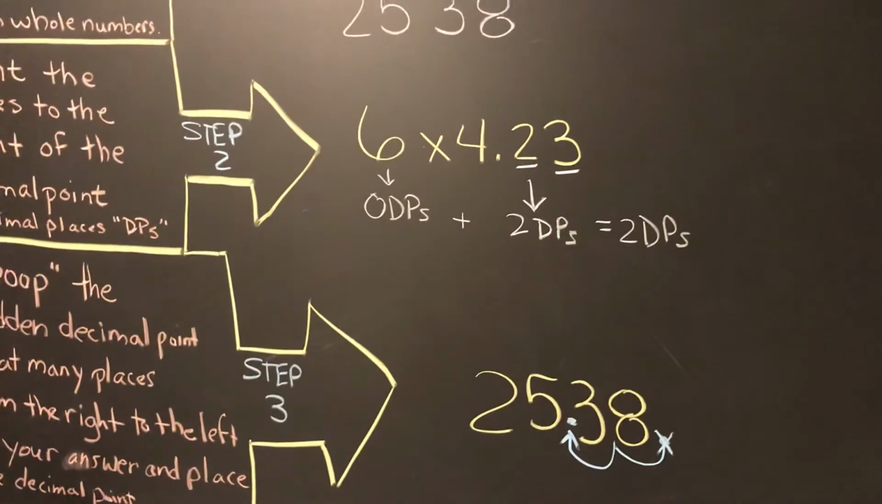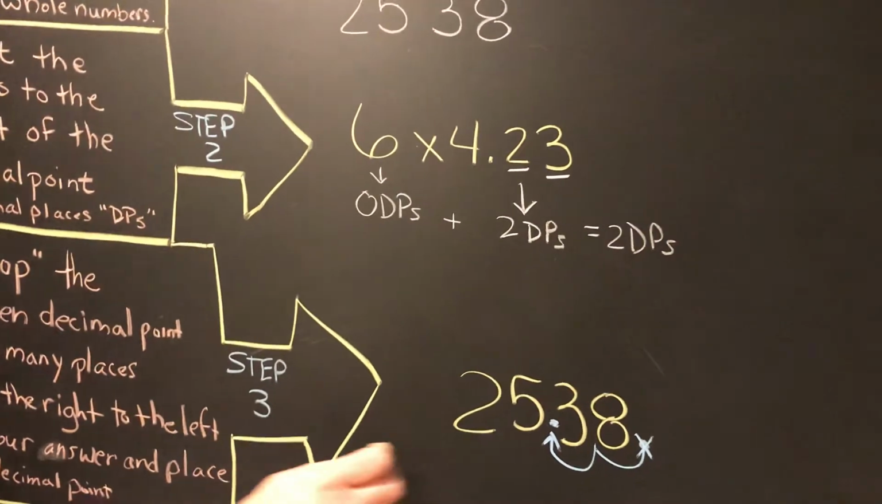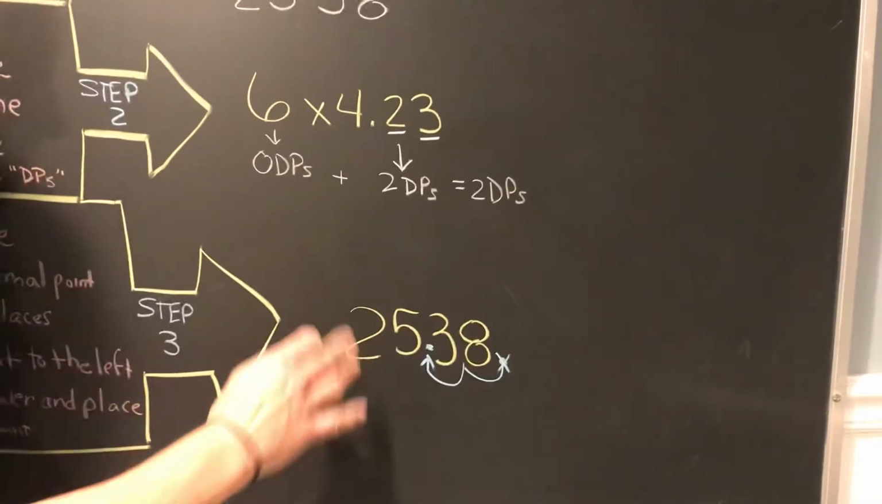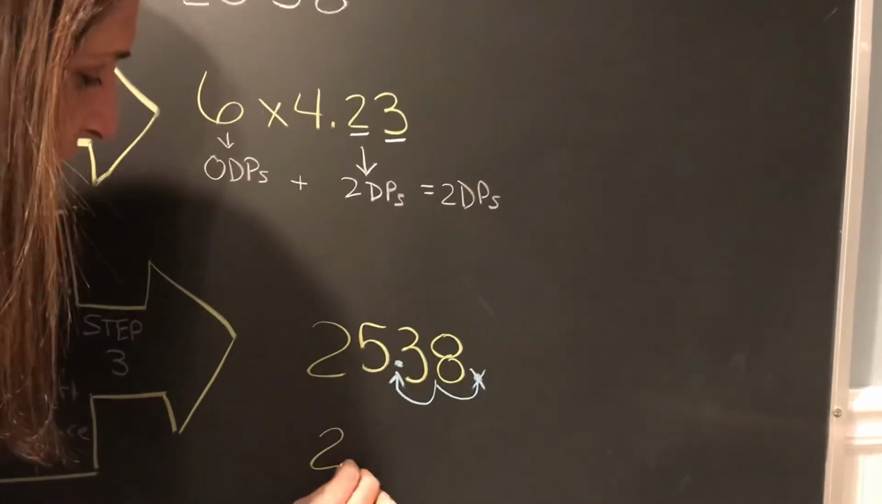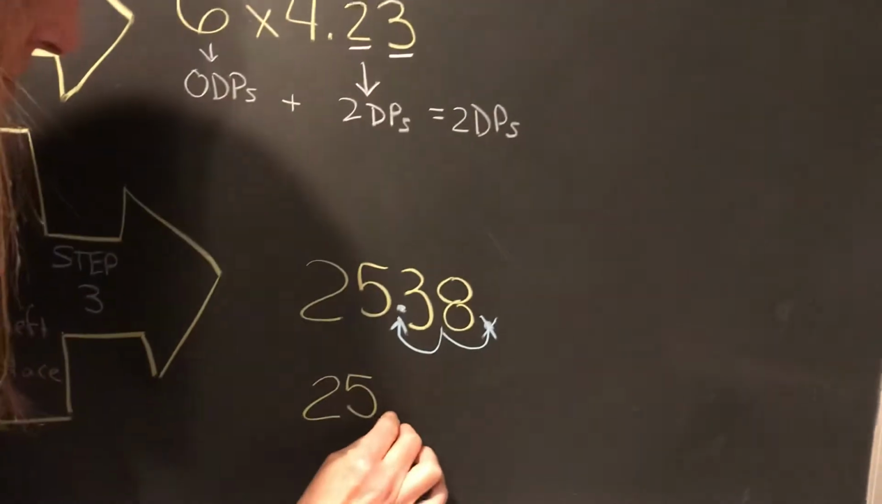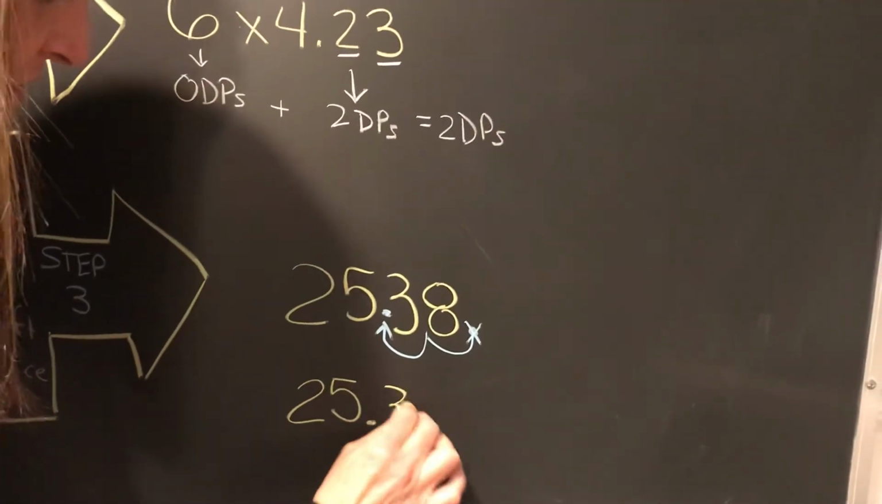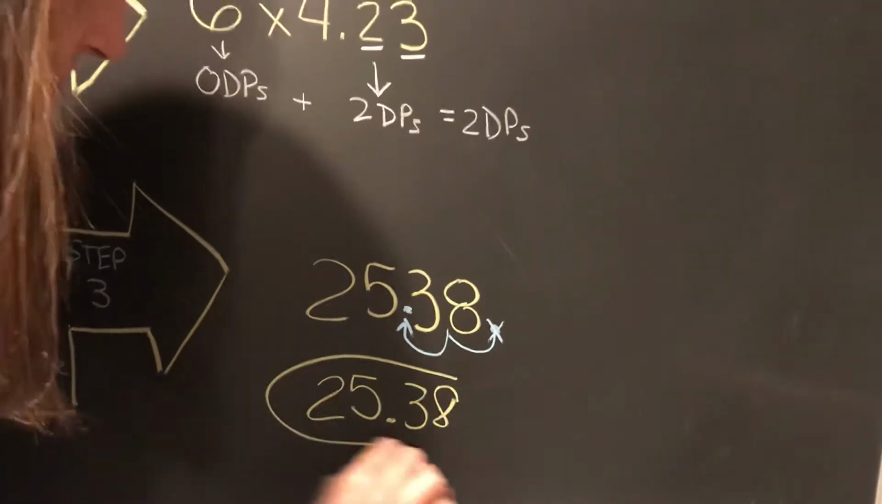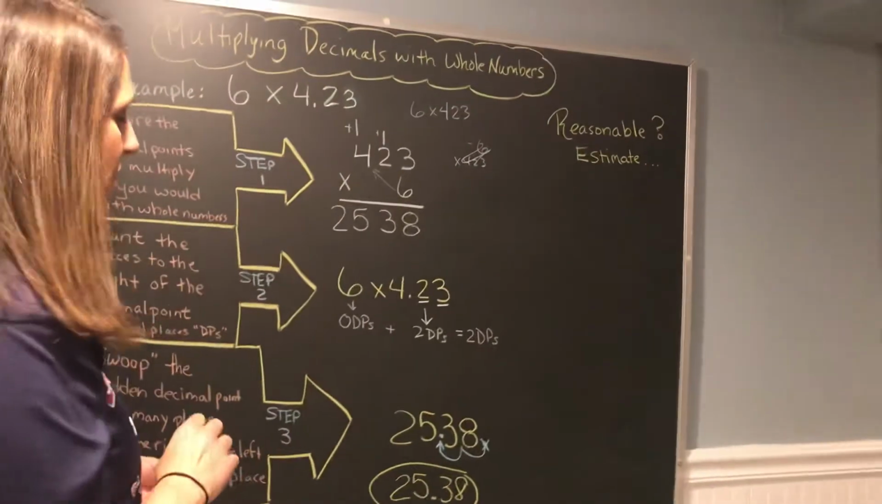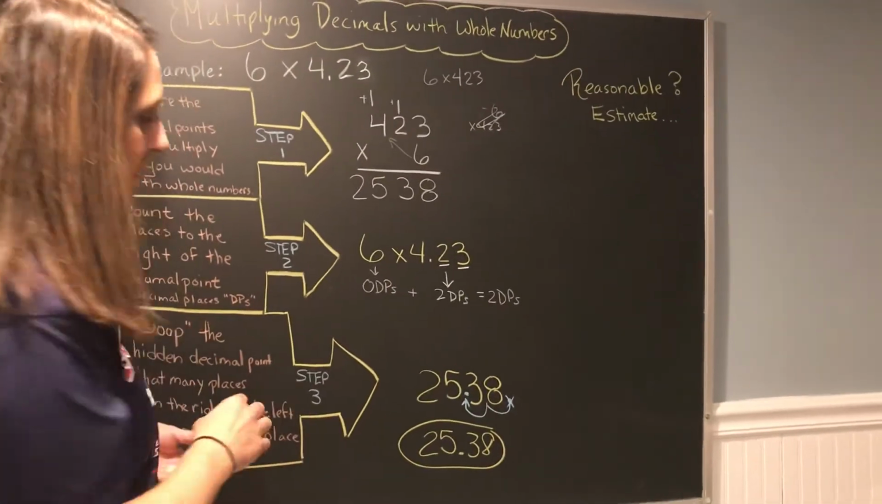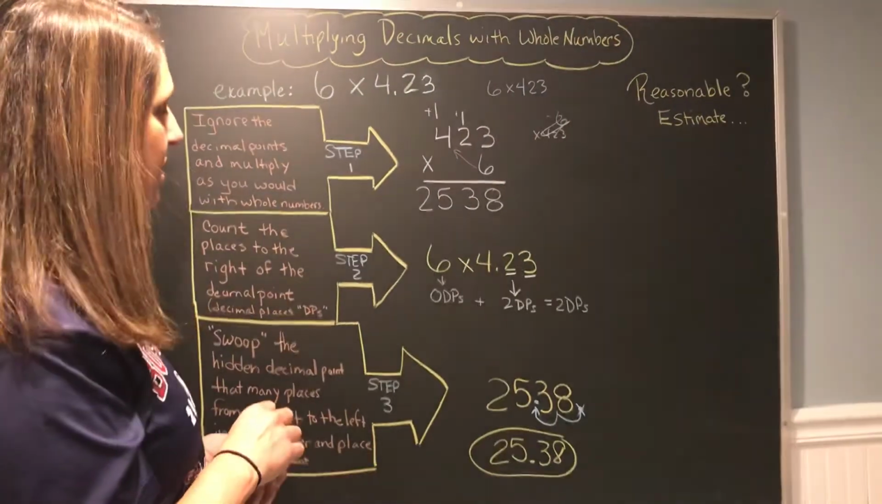And now we're going to rewrite our answer clean. You cannot leave this mess here for me to interpret. You're going to have to rewrite it without any swoops. 25 and 38/100ths. So that's what we're saying. 6 times 4 and 23/100ths is 25 and 38/100ths.